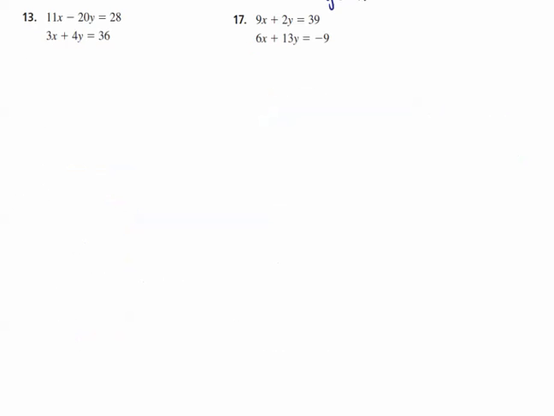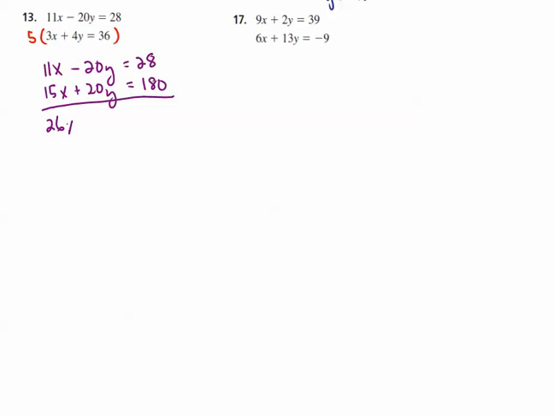We'll scroll down. All right, two more problems here. We can multiply in number 13 the bottom equation by 5. When we do, that will work out fine. We'll get 11x minus 20y is equal to 28, then 15x plus 20y is equal to 5 times 36, which is 180. Now when I add down, I get 26x is equal to 208. And so x is equal to 8.